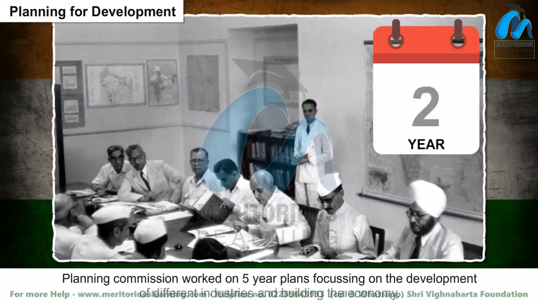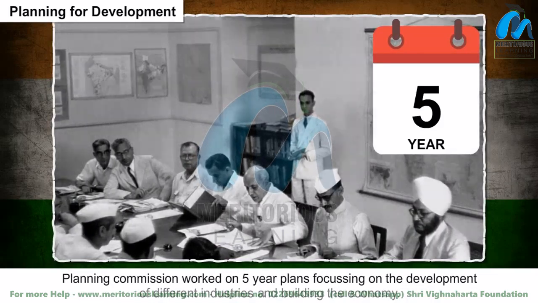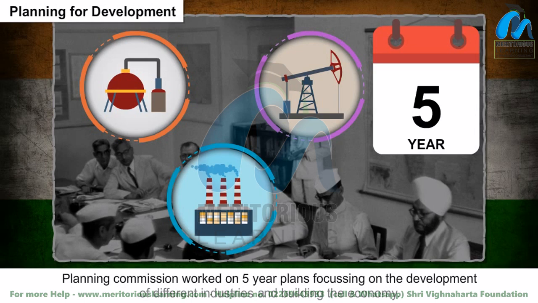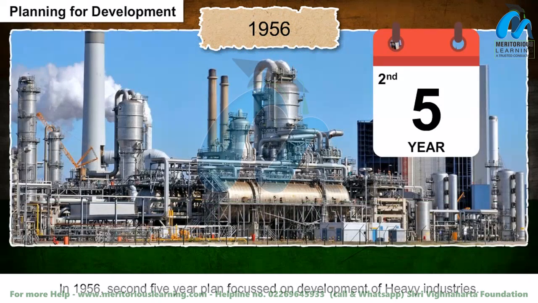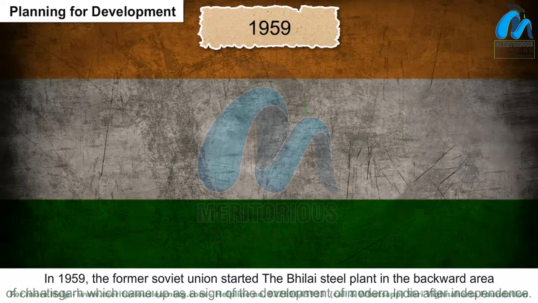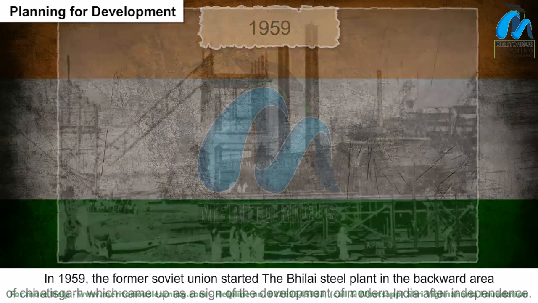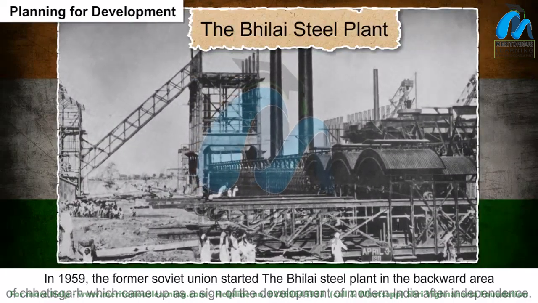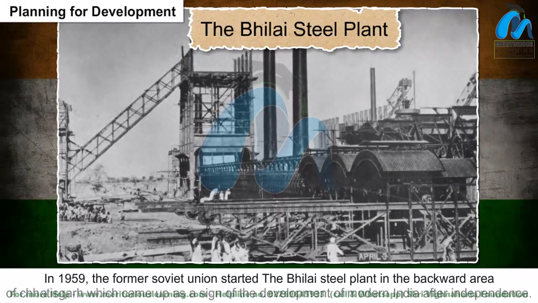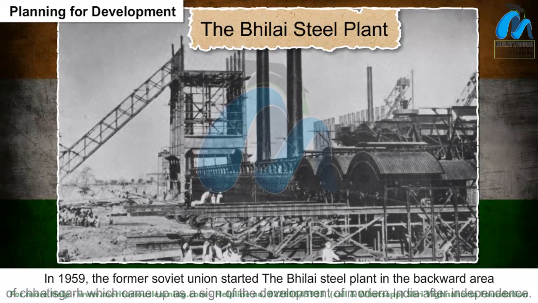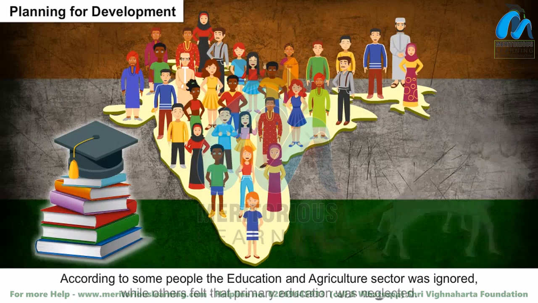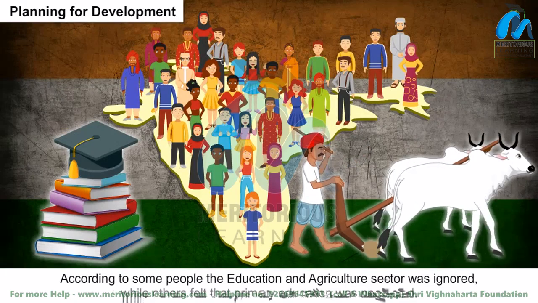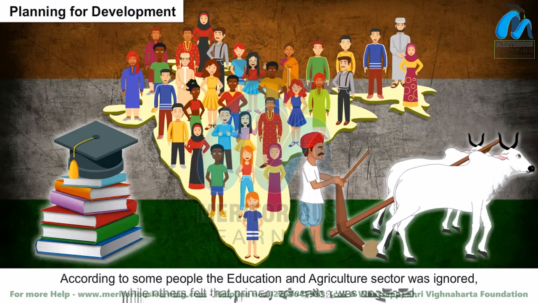Planning Commission worked on 5-year plans focusing on the development of different industries and building the economy. In 1956, the second 5-year plan focused on development of heavy industries. In 1959, the former Soviet Union started the Bhilai steel plant in the backward area of Chhattisgarh, which came up as a sign of the development of modern India after independence. According to some people, the education and agriculture sector was ignored, while others felt that primary education was neglected.